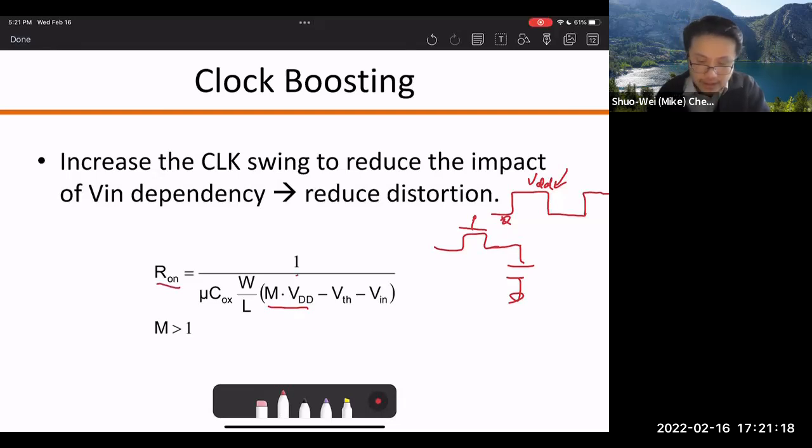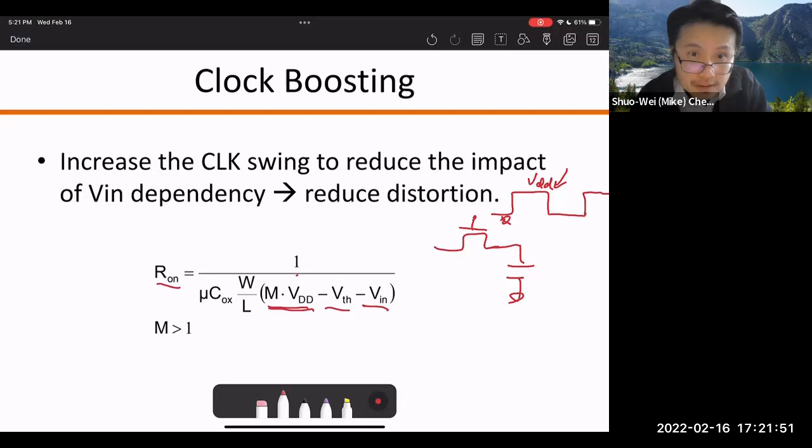Here, again, I assume that's a square law device. So the turn-on resistance in the triode mode will be 1 over mu Cox W over L times M times VDD minus V in minus VTH. The minus V in minus VTH is exactly the same as before. The only thing that changed right now is this M times VDD factor. Of course, in this case, M is larger than 1, because I want to increase the clock swing.